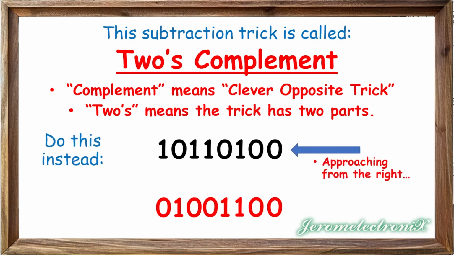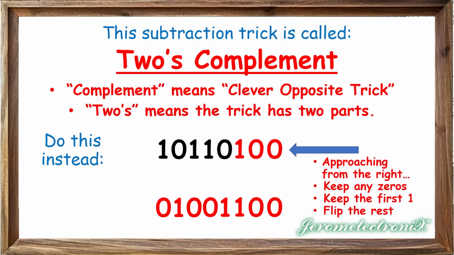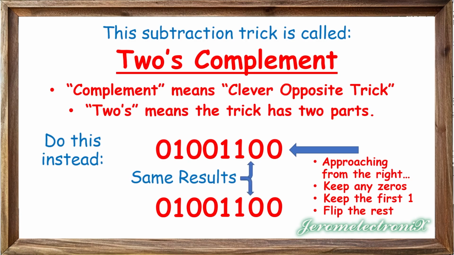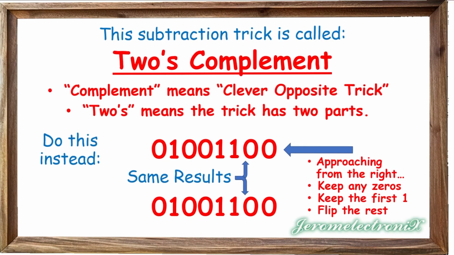Okay. Do this instead. Approaching from the right side, we're going to keep any zeros we find. So we're going to keep that 0. We're going to keep that 0. Next, we're going to also keep the first 1. Keep it. Then we're going to flip the rest. 0 becomes a 1, 0, 0, 1, 0. Notice that the results are exactly the same. So if you remember, approach from the right, keep all the zeros you run into, keep the first 1, then flip the rest. That is the fast method of applying 2's complement. Okay? All right.